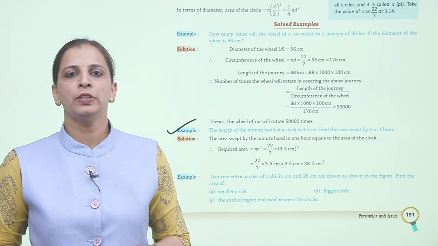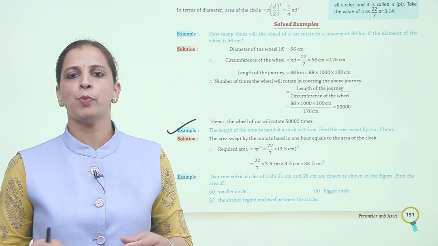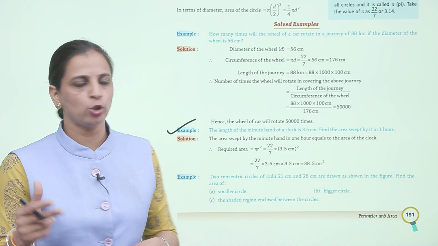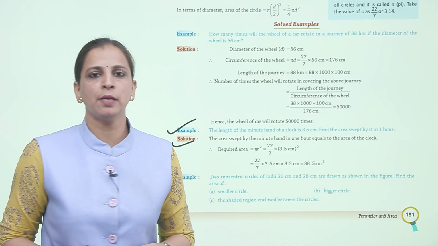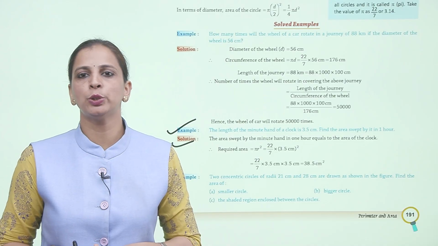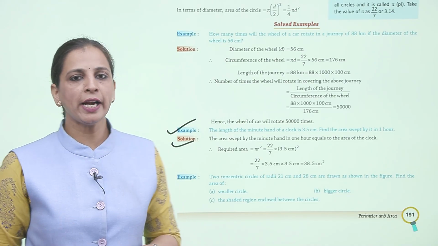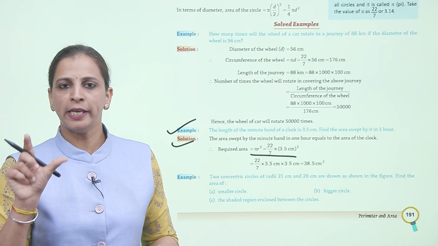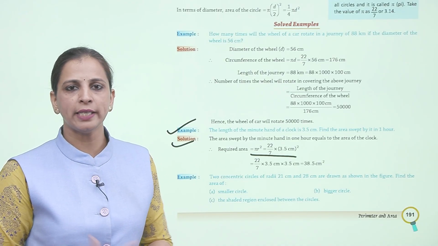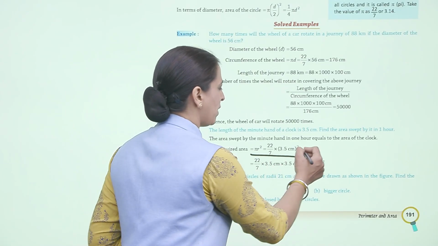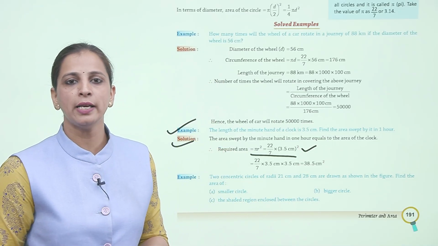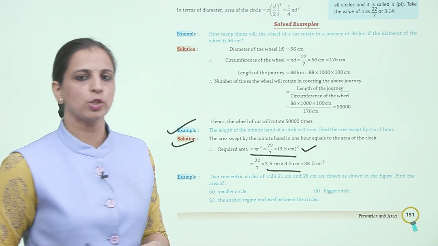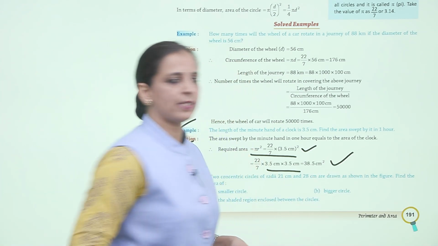The length of the minute hand of a clock is 3.5 centimeter. Find the area swept by it in 1 hour. Solution करते हैं. The area swept by the minute hand in 1 hour is equal to the area of the clock. So required area is pi r square. R क्या है, minute hand का जो लेंथ है, that is 3.5 centimeter, that is the r, that is 22/7 into 3.5 centimeter square, that is 22 by 7 into 3.5 into 3.5, that is equal to 38.5 centimeter square.